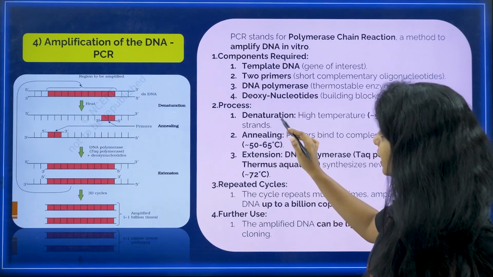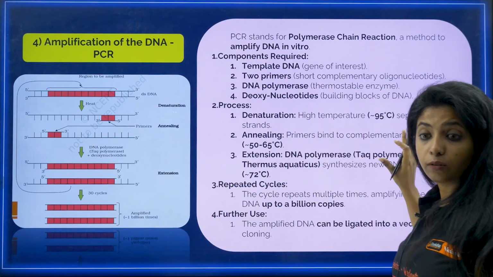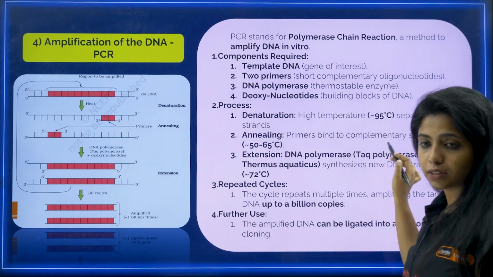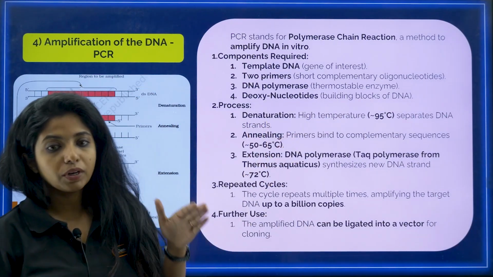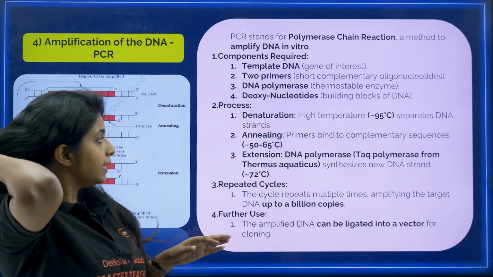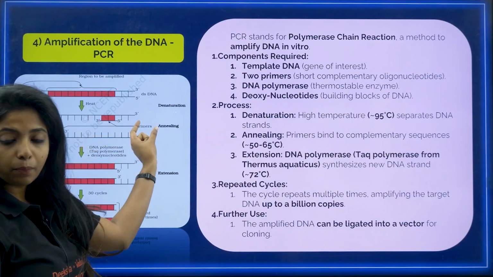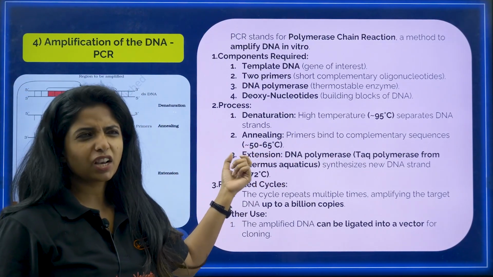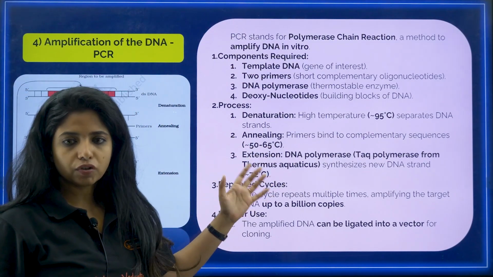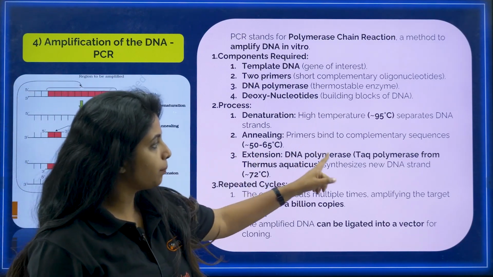Now the process. Denaturation happens at high temperature, almost 95 degrees Celsius. This is very important. These temperature details are also really important. It separates the DNA strands at this high temperature. Now annealing, the primers bind to the complementary sequence. This will happen around 50 to 55 degrees Celsius, not 65, but you can just go through. Now extension is by DNA polymerase.